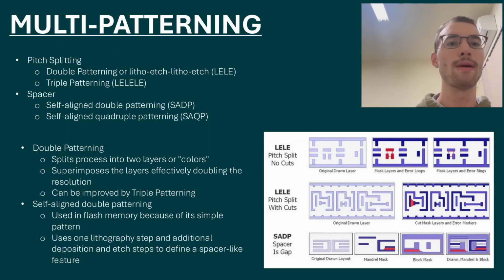There are two categories of multi-patterning, one being pitch splitting and another being adding spacers. Pitch splitting has two techniques called double patterning and triple patterning. Spacers have self-aligned double patterning and self-aligned quadruple patterning. In double patterning, the etches get split into two processes, which are superimposed later, effectively doubling the resolution. Self-aligned double patterning is mostly used in flash memory because of its simple pattern.